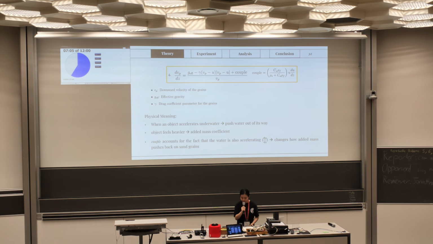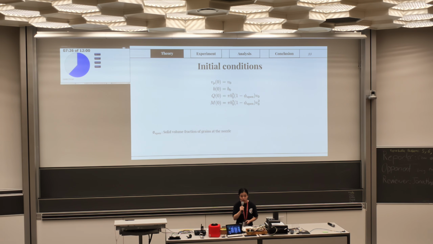The fourth equation describes how the grain velocity changes with depth. The numerator consists of three major terms: the effective gravity, a drag term, and a coupling term. The coupling term accounts for the fact that the water itself is also accelerating as it flows downwards, which modifies how the added mass pushes back on the sand grains.